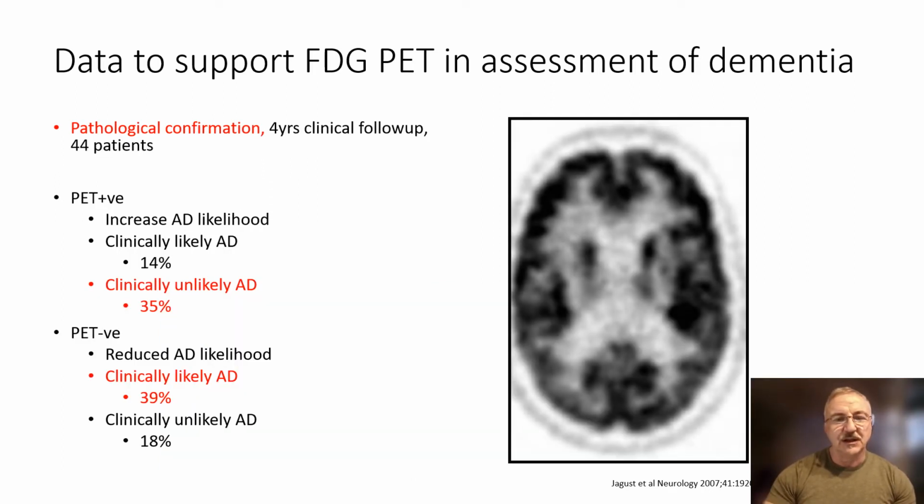If we keep looking at this same study, we can show that in PET positive patients, the clinician thought that it was clinically unlikely to be Alzheimer's disease in nearly a third of those who are PET positive. And in those who are PET negative, again, nearly a third were in the clinically likely Alzheimer's disease category. So this should support the idea that I'm going to tell you, and this idea is that you are better at diagnosing early Alzheimer's disease than the clinician. And in my experience, many clinicians find that quite difficult.